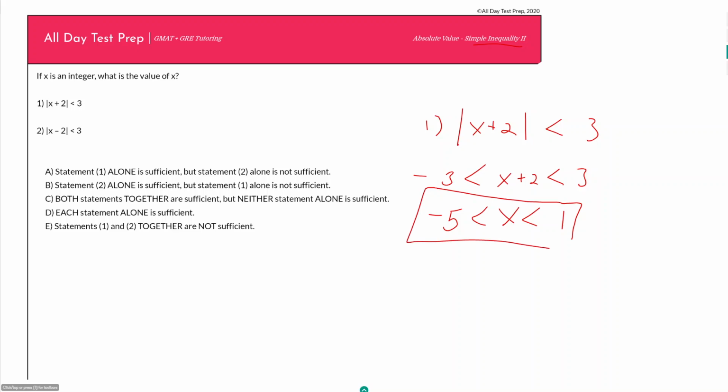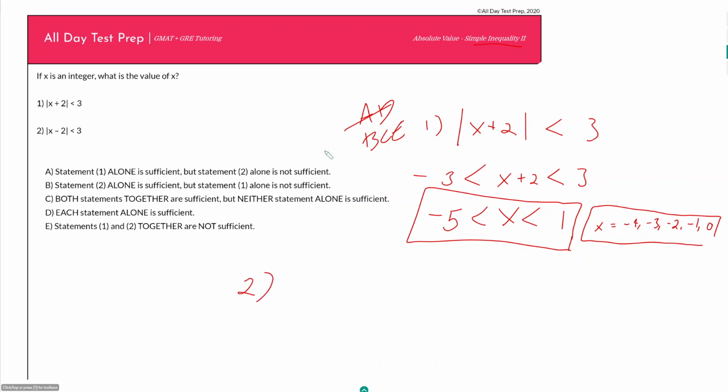Still gives multiple options for x. If x has to be an integer, x can be equal to -4, -3, -2, -1, and 0. That's 5 options, which makes this insufficient. A and D can be eliminated.